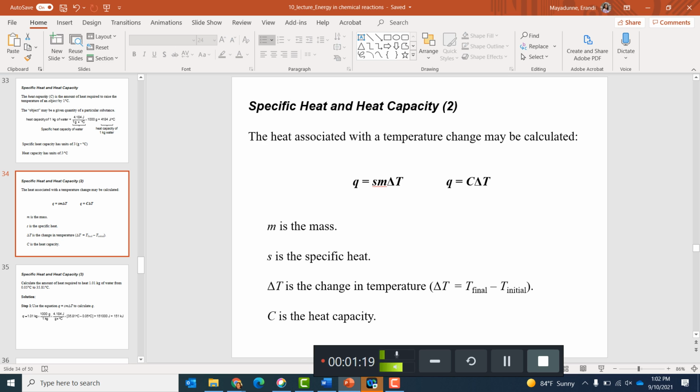Specific heat and heat capacity. For the specific heat, you can calculate Q equals m s delta T, where m is the mass, s is the specific heat, and delta T is the change in temperature.